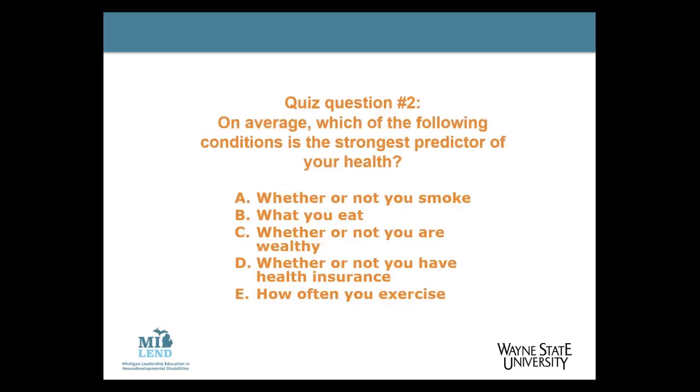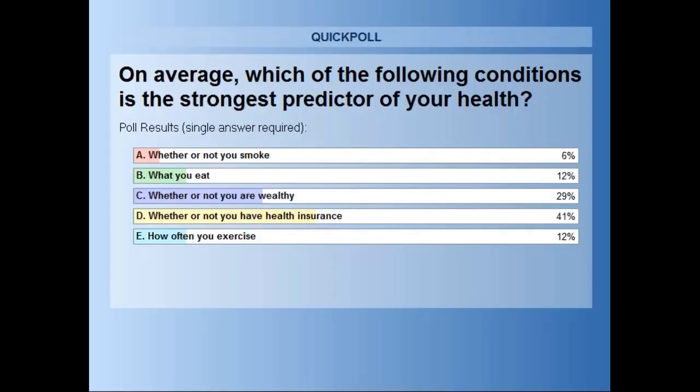Income matters and race matters. The second quiz question asked, on average, which of the following conditions is the strongest predictor of your health? And Mike, can you share with us how the group polled? Sure. 41% chose option D, whether or not you have health insurance.